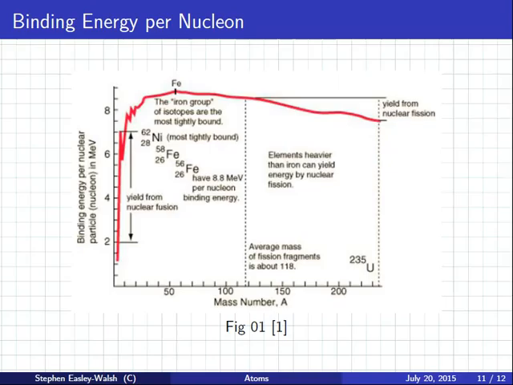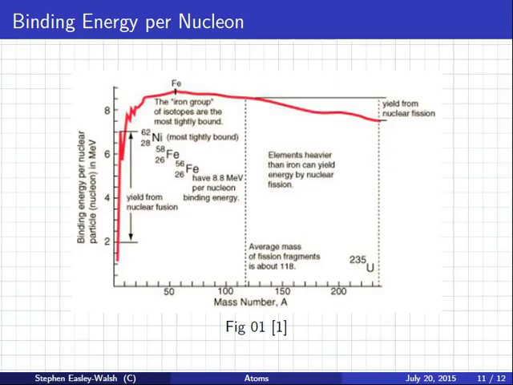And what's the most difficult one to separate? Iron. It'd be iron. So it's very difficult to separate iron. The binding energy is the strongest. So you can see the unit is mega electron volts. So for iron, it's nearly 10 mega electron volts per nucleon binding.